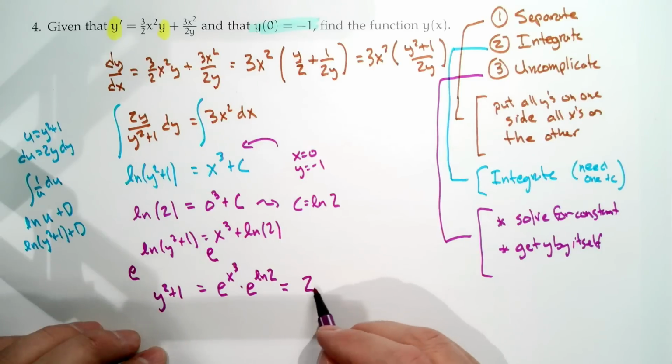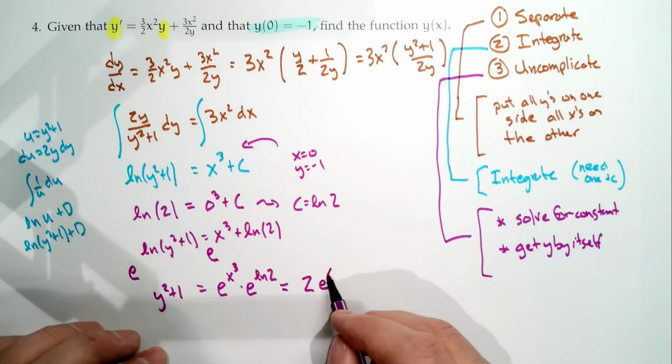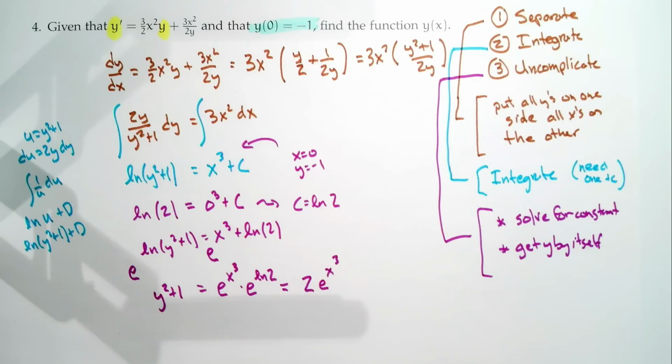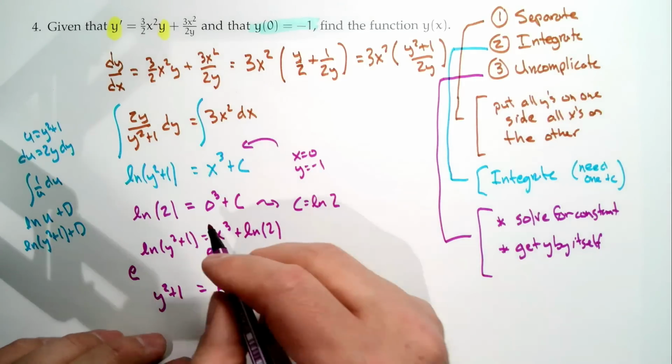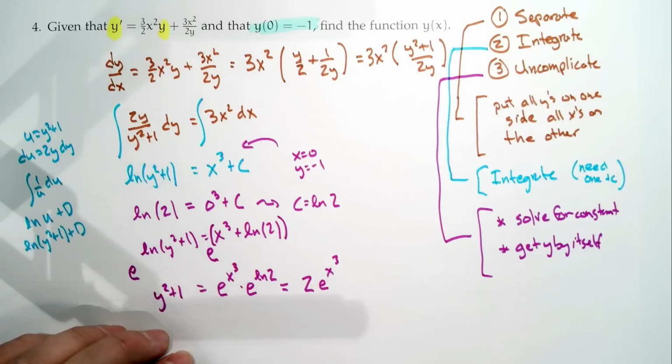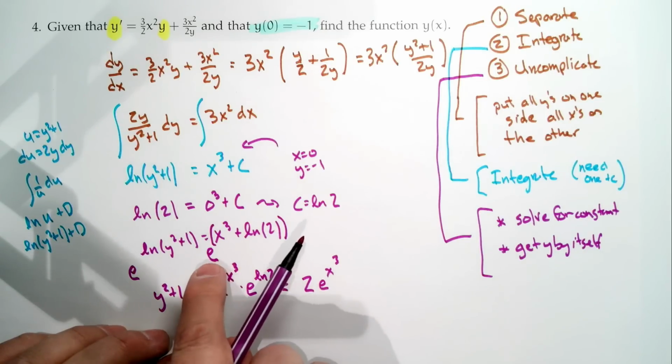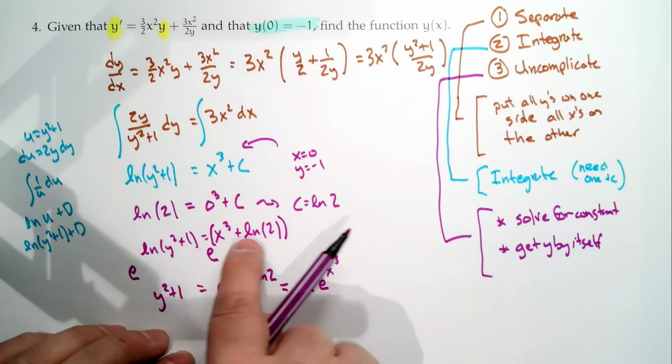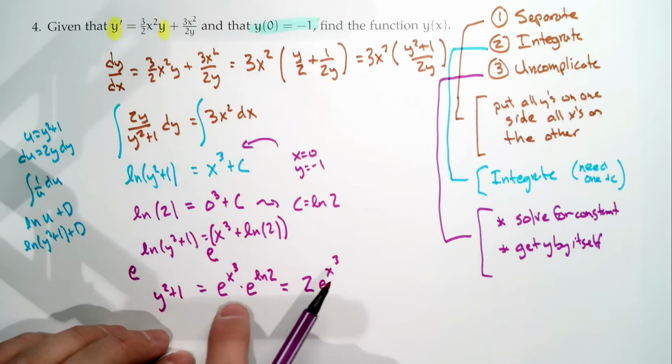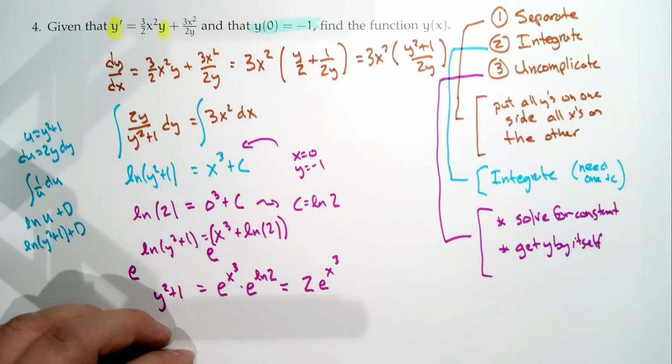Well, that's 2. So this is 2e to the x cubed, because e and log are inverse functions of each other. How come it's not e to the x cubed plus e to the ln 2? Well, we're just taking the exponent like that. So rules for exponentiation, remember, say, if I have addition in the exponent, it becomes multiplication down here.